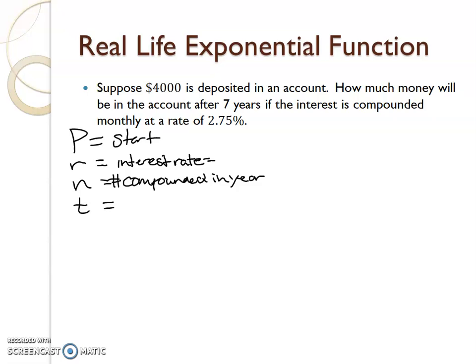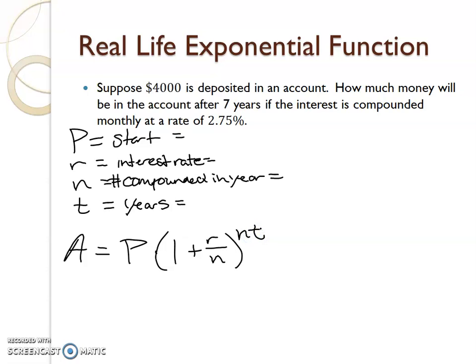Number compounded in a year. And then T is going to be your actual years. Okay? So we need to look through this question up here, and we need to identify each of these pieces of information. And with that, once we find that, we will figure out what our A is. So we're going to find those, and we're going to plug those into our formula here, like so.